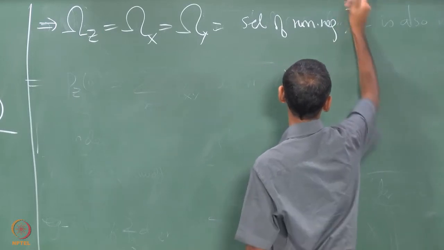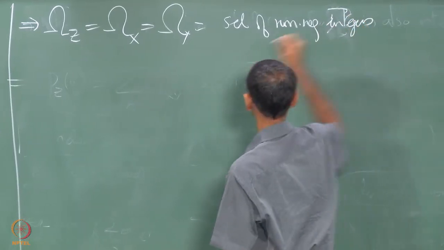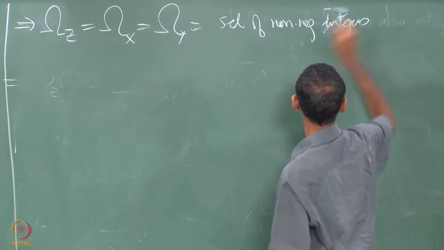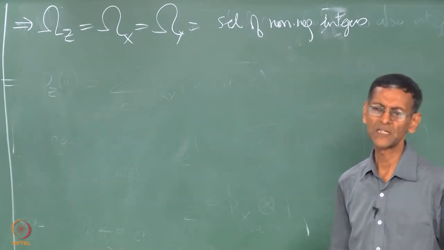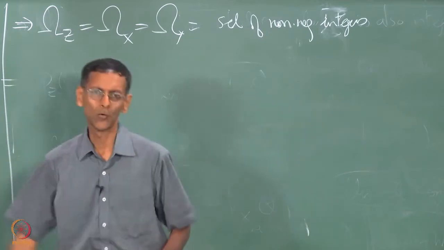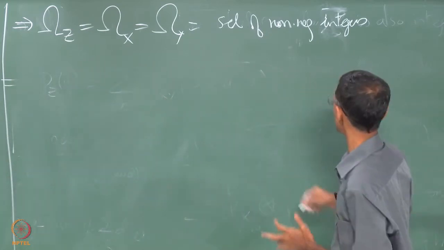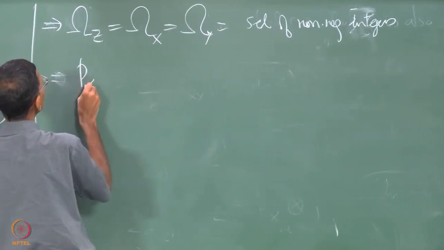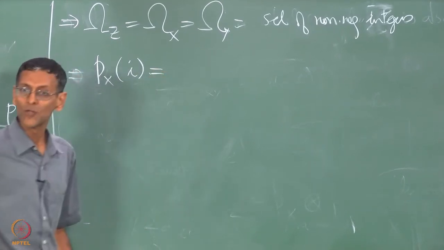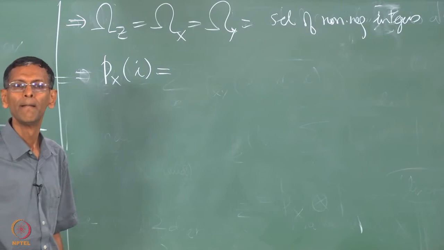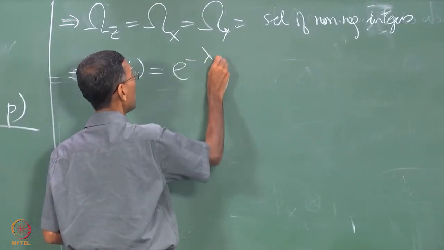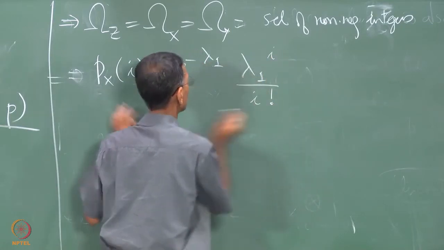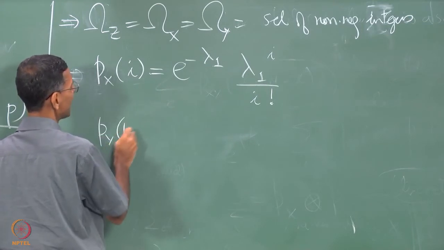There is a notation for this set of non-negative integers, some script Z plus or something, but since we are already using Z here, I don't want to use that notation. Which implies that, now we have P_X of i is going to be what? For the Poisson, please tell me what is P_X of i? It is e to the power of minus lambda 1, lambda 1 to the power i, divided by i factorial. Then P_Y, now we want k minus i.